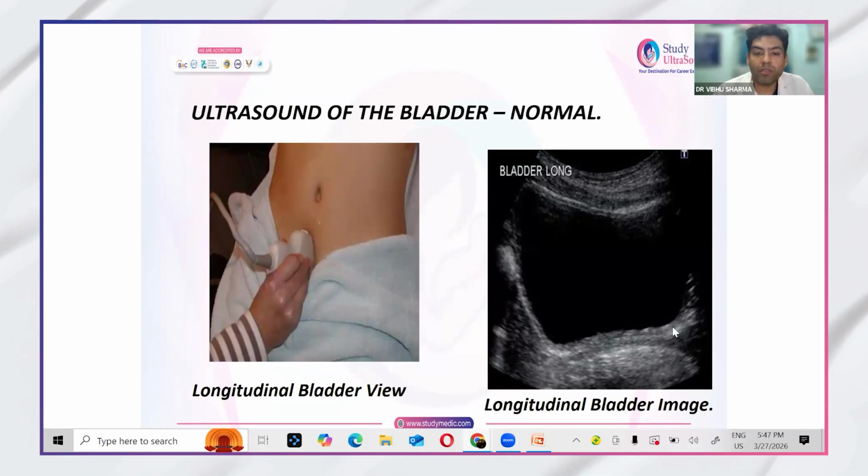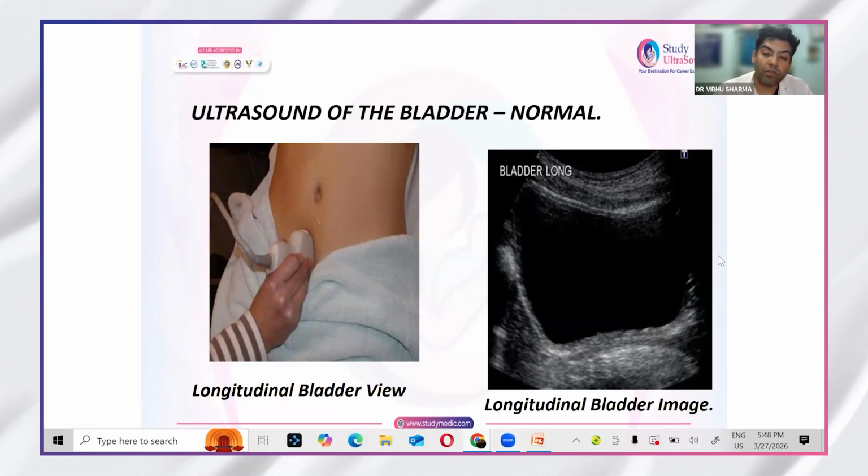So this is how the technique for scanning, for ultrasound of urinary bladder. Bladder is mainly located in the pelvic area, so you have to have a full bladder. This is a prerequisite for a bladder study. At least 200 cc of urine should be there for adequate distension of the bladder, and always try to see in the longitudinal plane first.